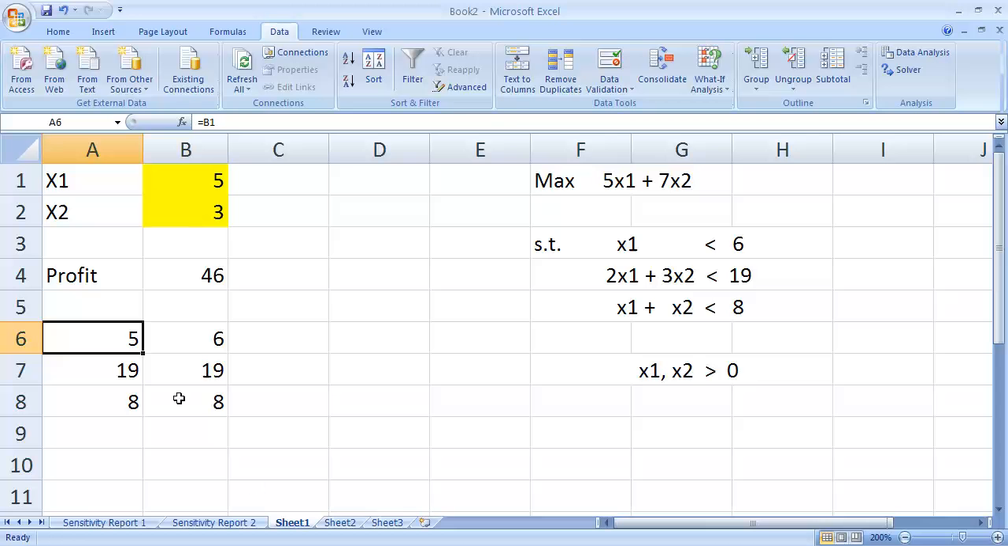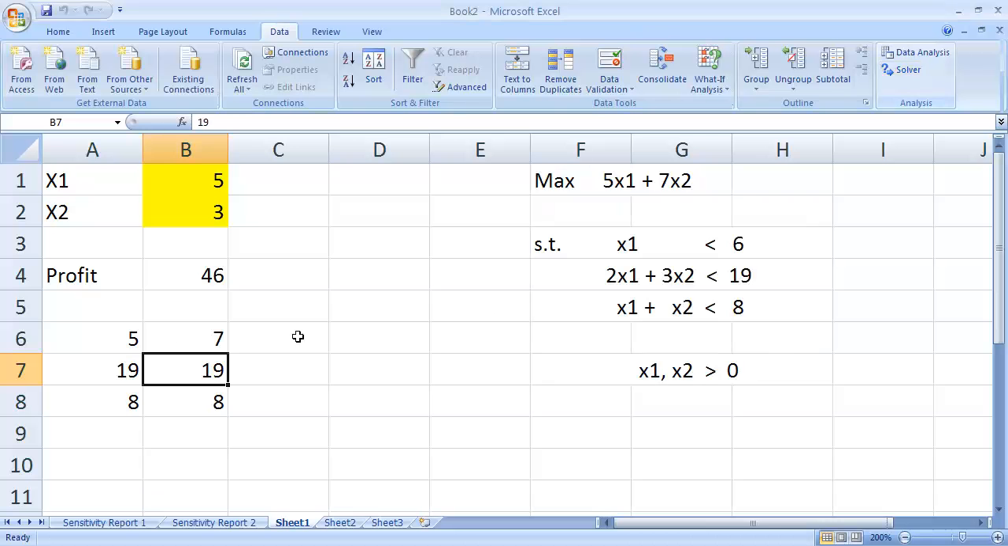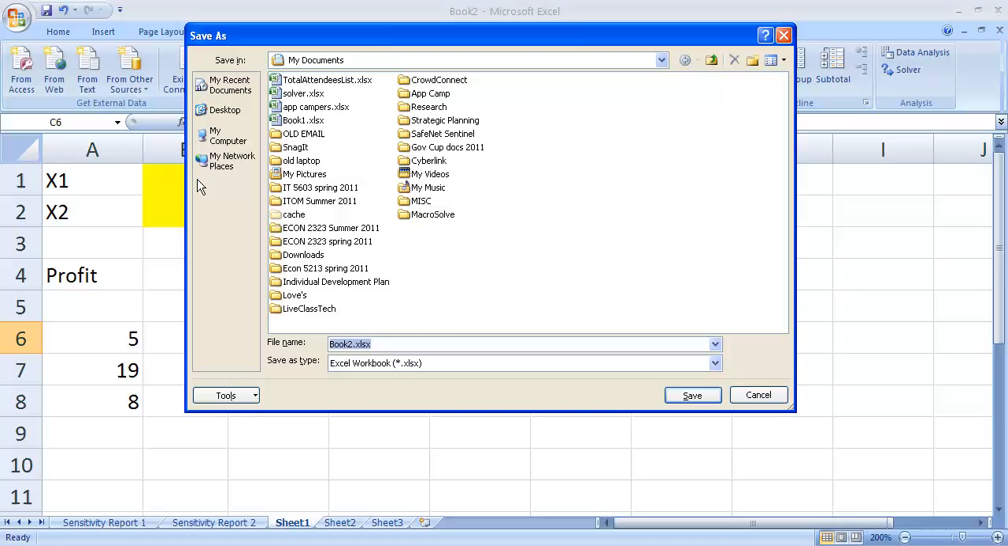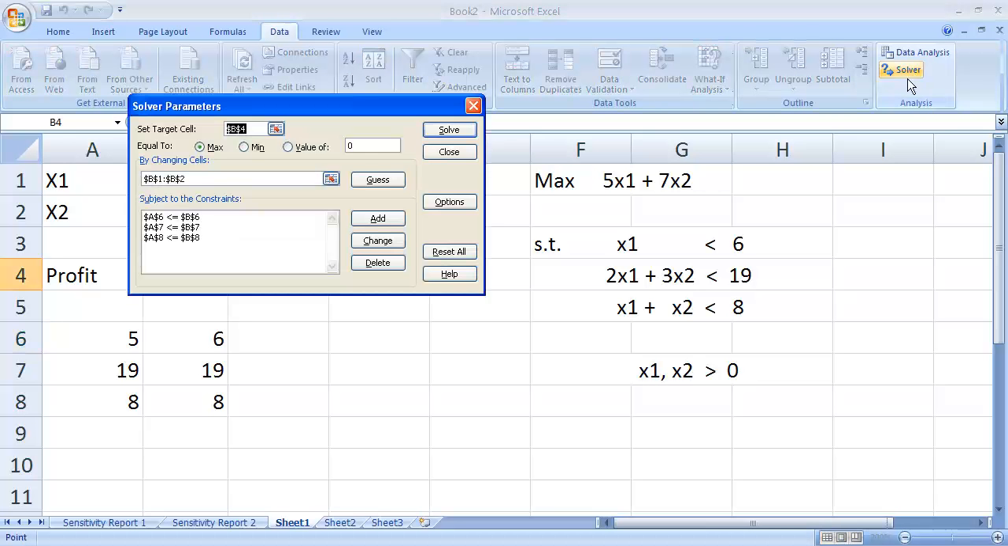And that should be intuitive. If we're already not using all of this resource, what good does it do to give us more resources? We can prove it to ourselves if we want. I can change that 6 to a 7 and solve the problem again. And of course the profit is the same again. Let's change that back to a 6 and hit save. Oops, I meant to hit solve.